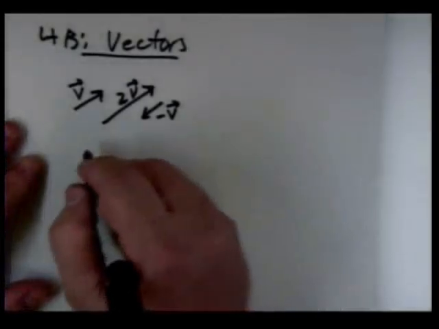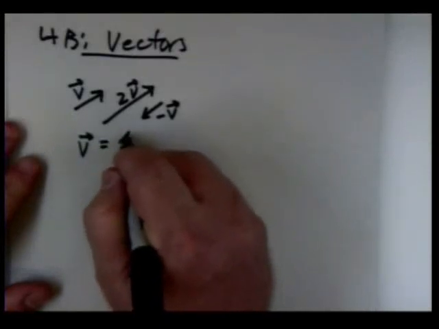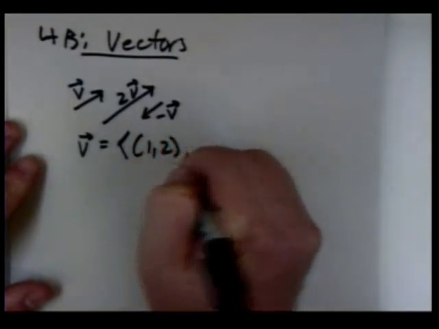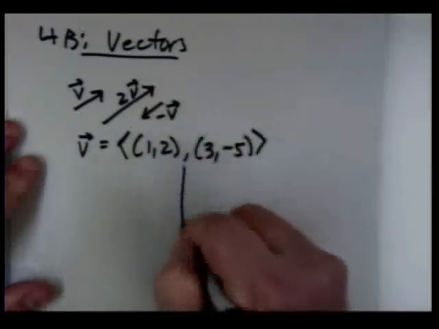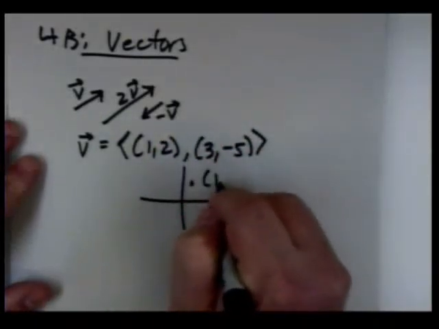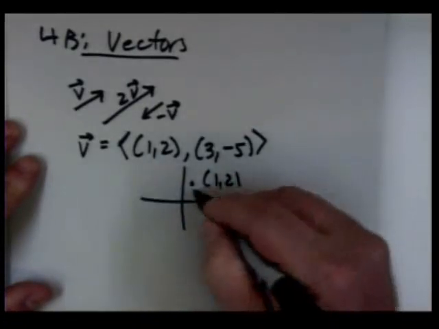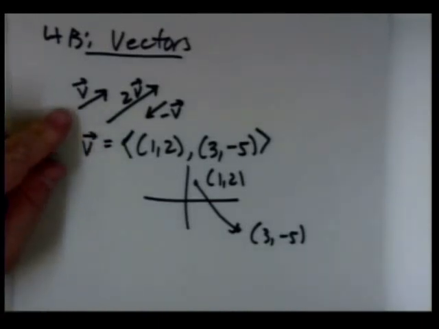Okay. A position vector is one that has its initial point at the origin. So let's say we have a vector that goes from (1, 2) to (3, -5). There's the vector. Now, if I move that vector to a different location, it's still the same vector. So a vector doesn't have a location. It's got a magnitude and a direction. That's all it's got.